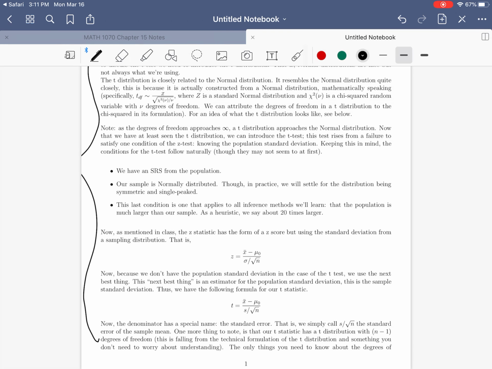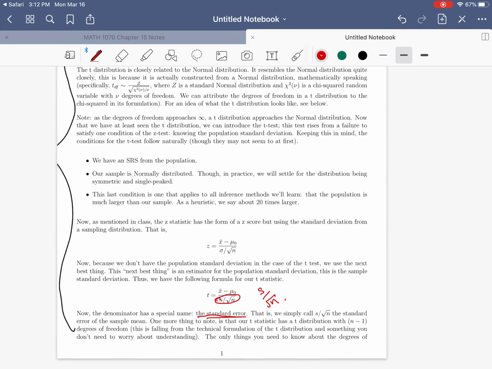Okay, and this is the last thing I'd like to call attention to, and I'll underline it right here. S over square root of n has a special name, and it's called the standard error of the sample mean. Okay, so if we ever talk about the standard error, we're talking about this right here, S divided by the square root of n. Okay, and that's all you really need to know as an introduction to this.